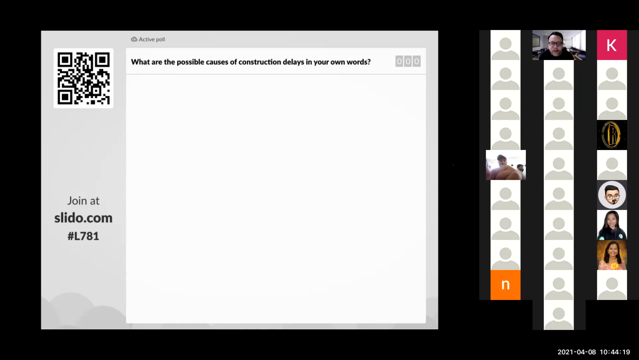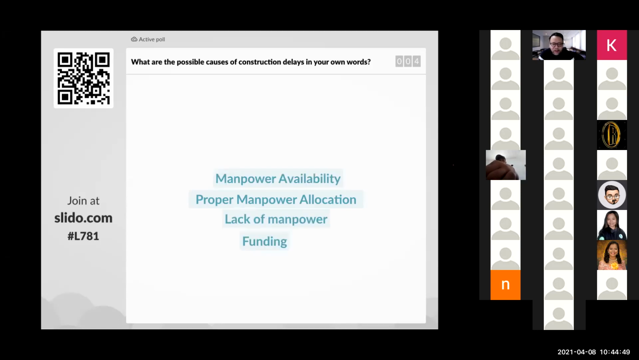Bakit, ano yung mga causes of construction delays in our, wow. Proper manpower allocation, no? Siguro yan ang solution. But siguro, causes, kung proper ang manpower allocation mo, that's not the cause of delay na siguro. Siguro, the lack of manpower. Yes. Funding. Yes. Okay, nice. More words. Funding. Yeah. That's one. Tingnan natin. Manpower, yeah, of course. Puro manpower. Lack of manpower. Low manpower or productivity, funding.